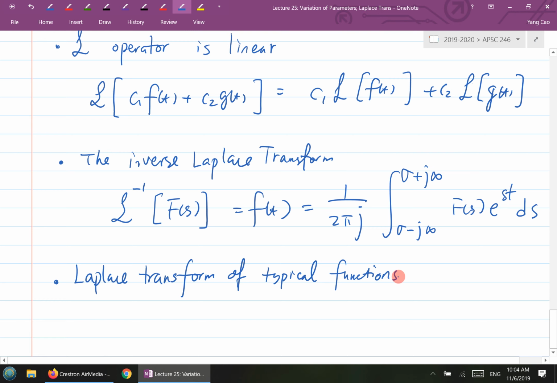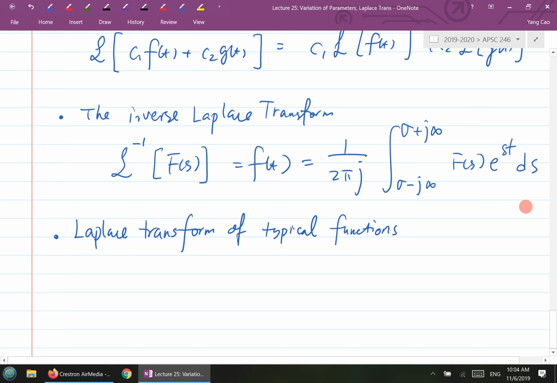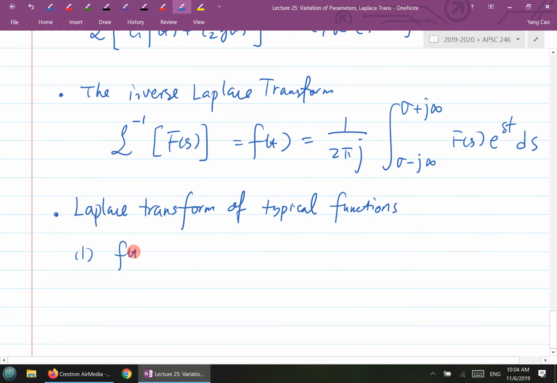So we'll look at some very useful functions, and then what are their Laplace transforms? Okay, what do they look like? I'll show you quite a few of them. So first, let's look at this function.